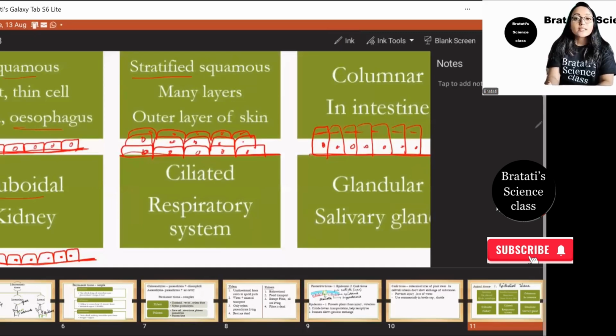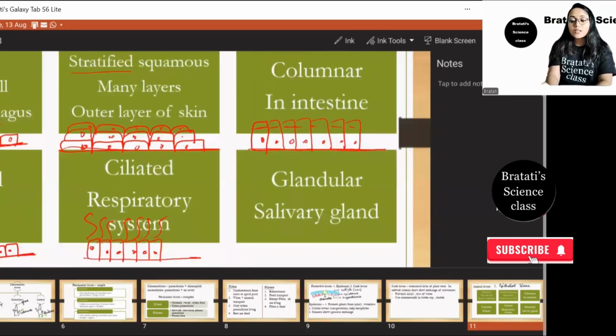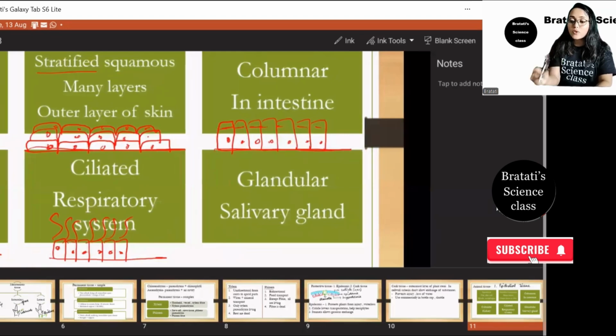Now, ciliated epithelial tissues are on the columnar tissues. On the columnar tissues, when cilia are present, these are called ciliated epithelial tissues, which are present in our respiratory system. You know the hair-like substance that prevents dust and outer particles from getting inside our body. And glandular epithelial cells: basically this kind of columnar tissue, when present in the glands like our salivary glands and other glands, is called glandular epithelial tissue.